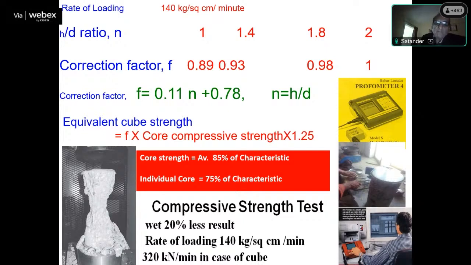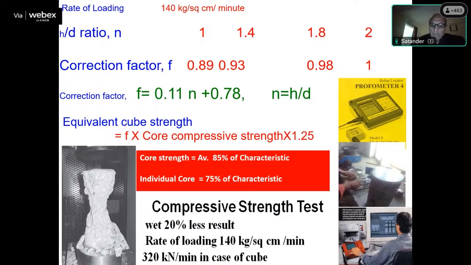Please remember, if you are cutting a core, 25% strength is reduced or 20% strength is reduced. That is why they have said individual core shall not be less than 75%. Average should be 85%. And please do the cement test, concrete testing only in a wet condition, tube or a cement mortar. If you do dry, you are giving 20% benefit to the contractor. 20% results are more.